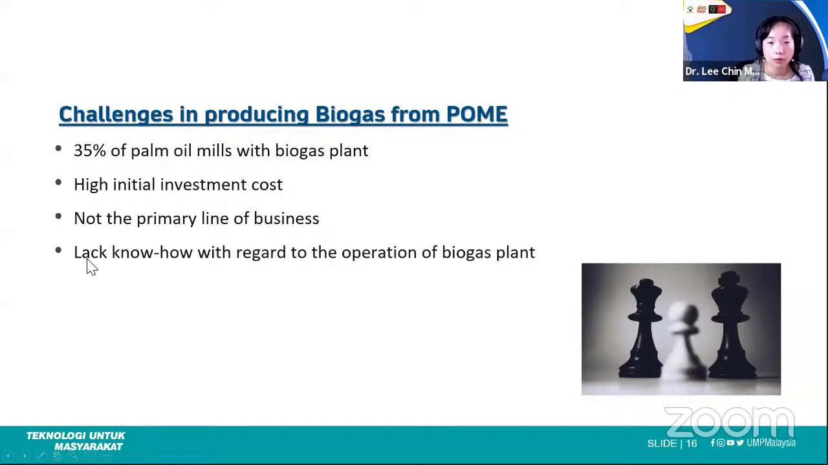And there is a lack of know-how regarding the operation of biogas plants, and this process to generate biogas from the POME is actually a complicated process. Lots of parameters have to be taken care of to make sure the generation is successful, and therefore probably the palm oil mills do not see really rewarding generation of biogas from this biogas plant.